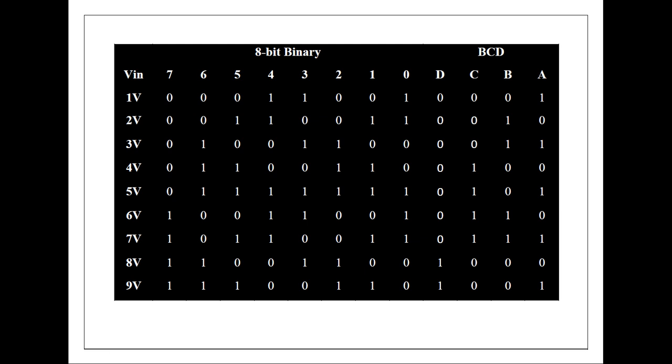In the given table, Vin is the analog voltage controlled by the potentiometer. Note that we have proper output values up to the value of 9 on a single 7-segment display. After that, the output will be improper.